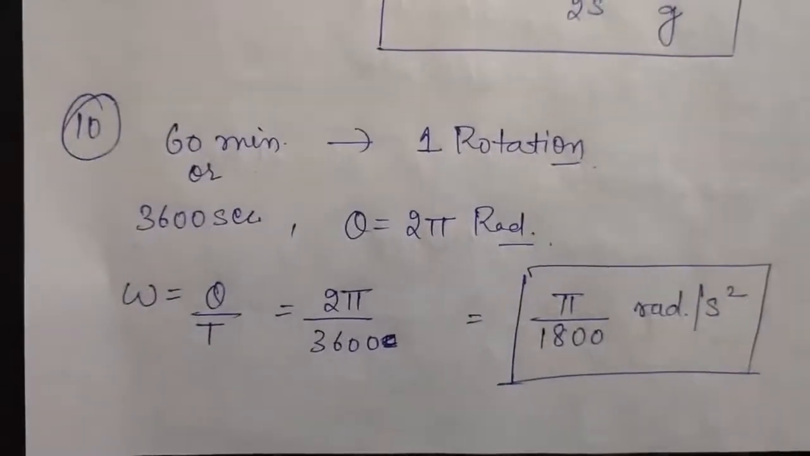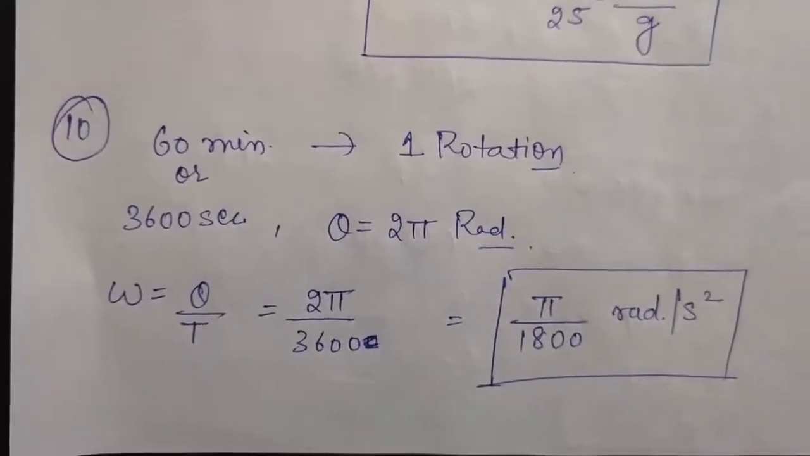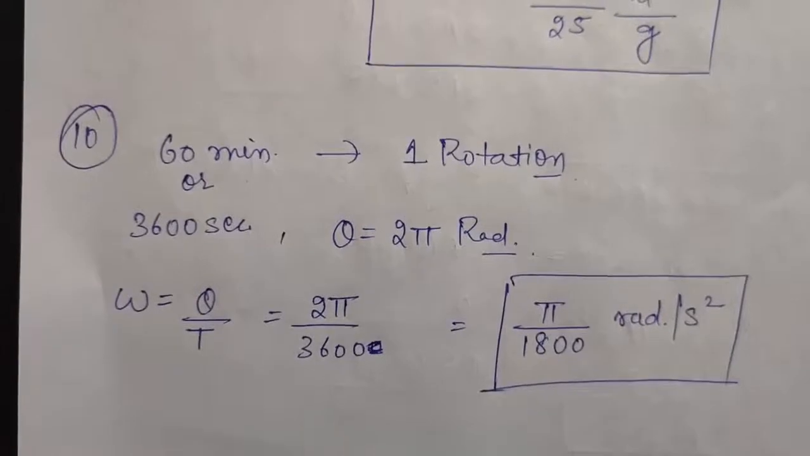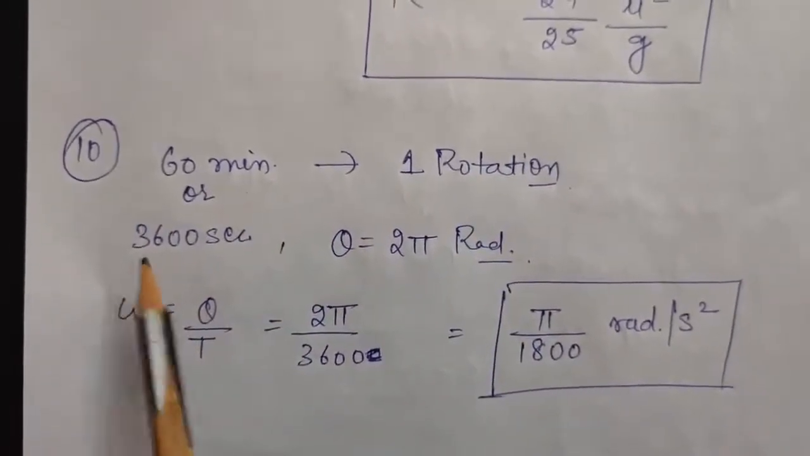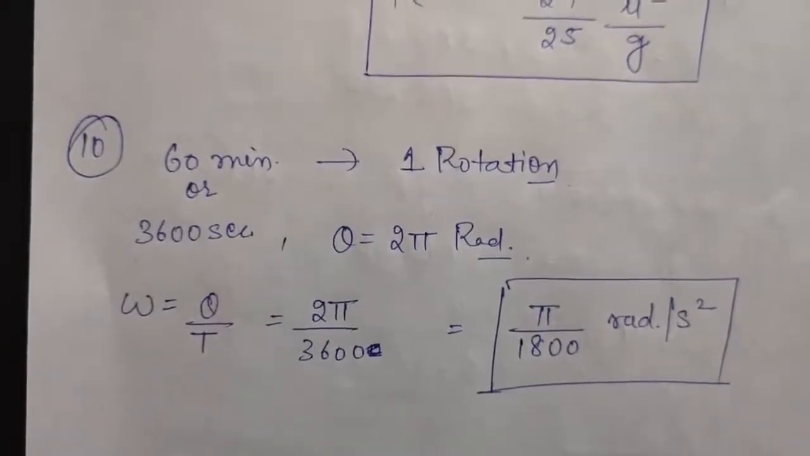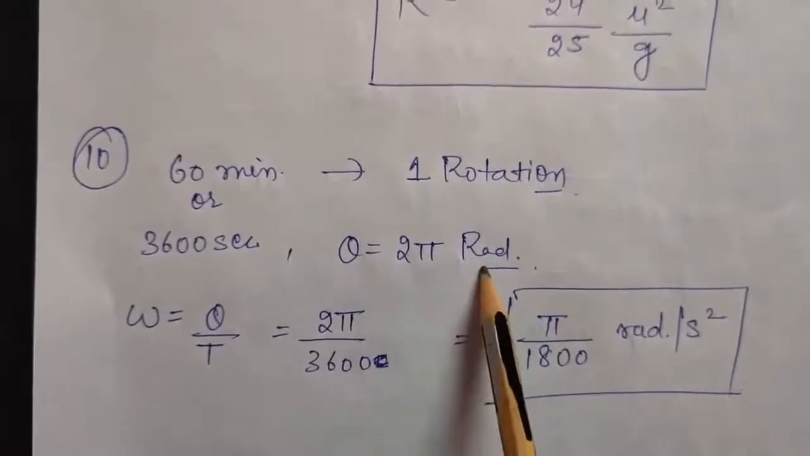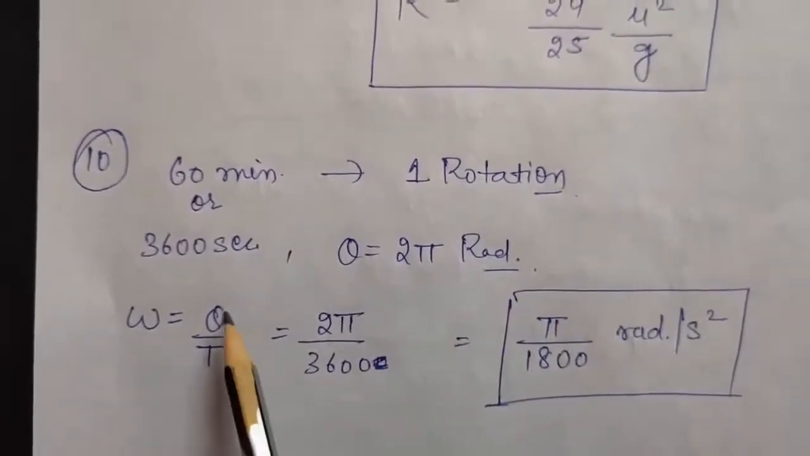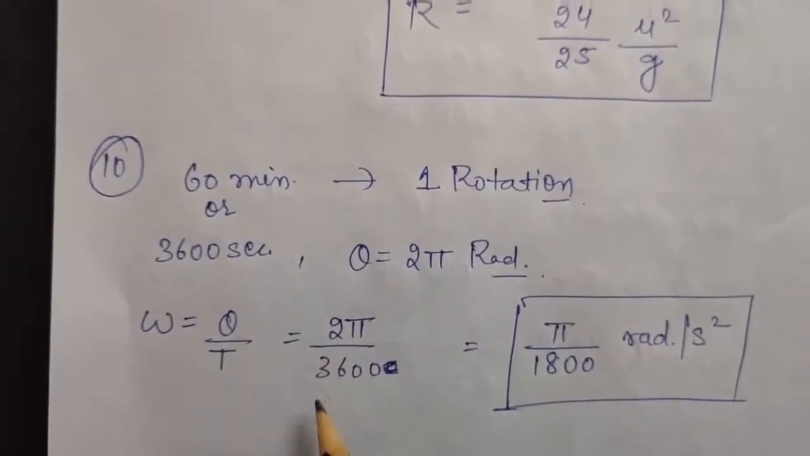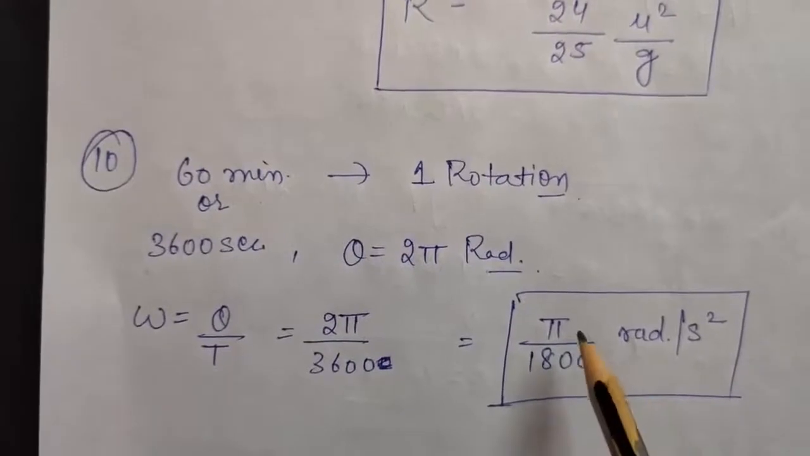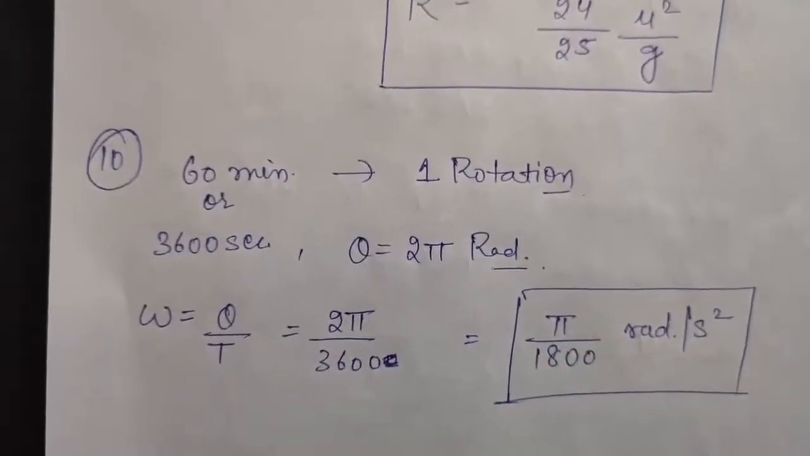In question number 10, you have to calculate the angular velocity of a minute's hand of a clock. So as you know, the minute's hand of a clock completes one full rotation in 60 minutes, or you can say 3600 seconds, and the angle that it rotates by in that one complete rotation is 2 pi radian. So now as you know, angular velocity is given by theta by t, that is angular displacement upon time. Theta is 2 pi, time is 3600 seconds. So omega will come to be pi by 1800 radian per second.